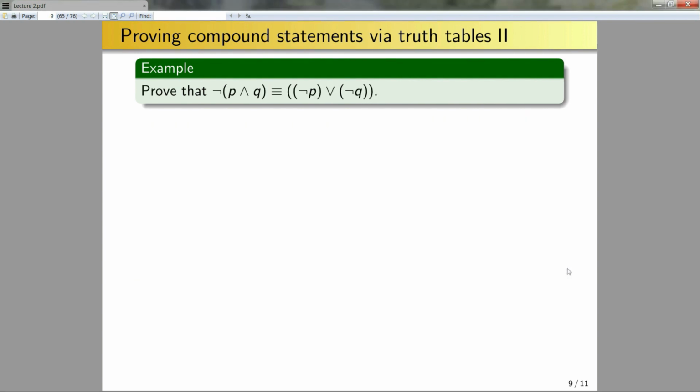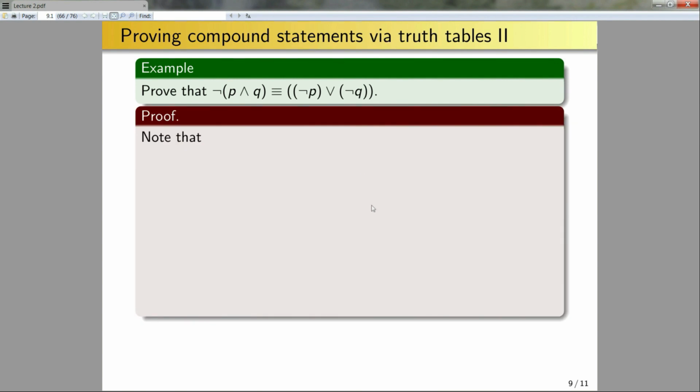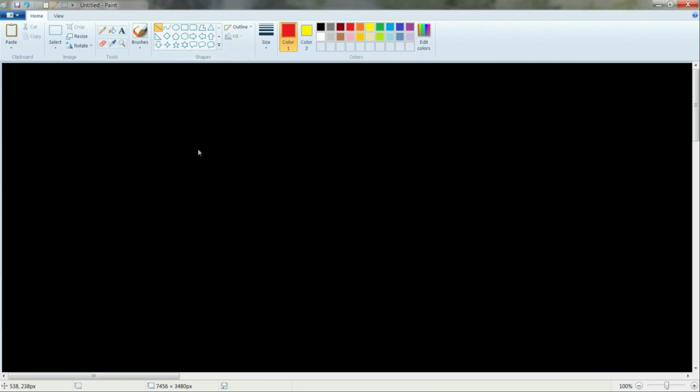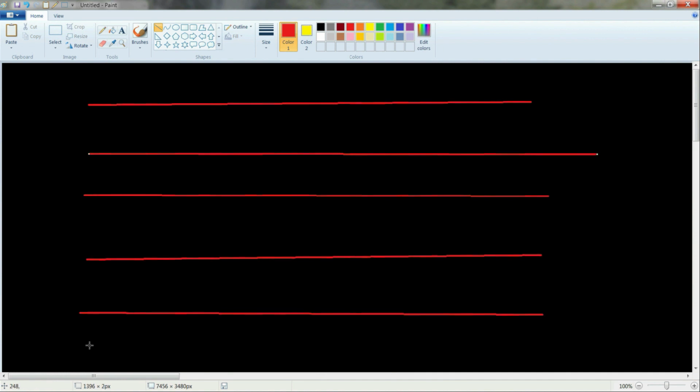Okay, let's look at another case. Prove that not (P and Q) is equivalent to not P or not Q. So how would we do this? Well, we need a truth table. So let's go back and draw this truth table. Since now I have a P and a Q, I'm going to need 4 rows in my table. So let's draw 5 lines here.